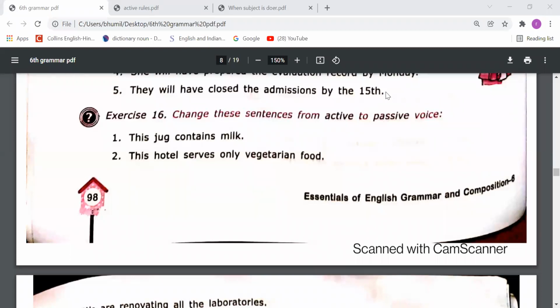Actually, in this jug, not by the jug. We need to say in this jug, because this jug is not the doer. We are just telling the place of the milk, right? So we need to say milk is contained in this jug.